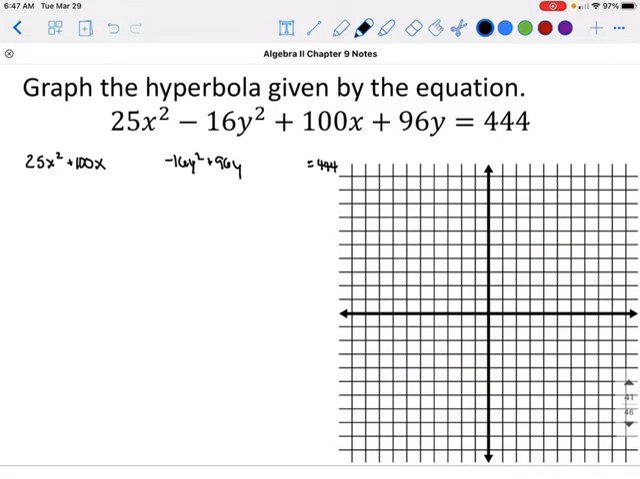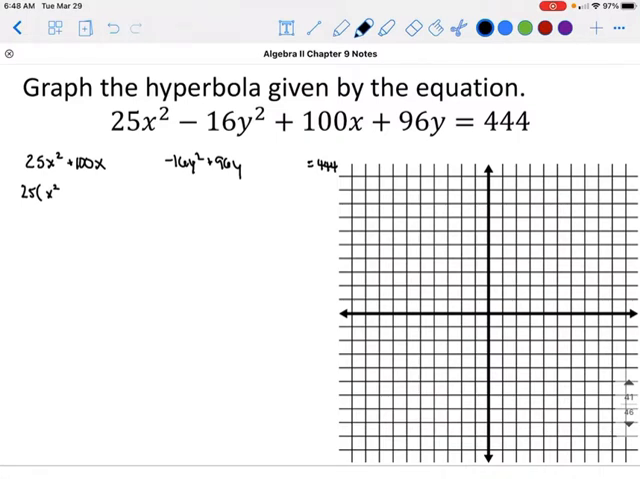Now, you're not necessarily always going to have the x's first in the hyperbola. It's going to be whichever one is positive. So if your y squared was positive and your x squared was negative, then you would write your y's first. Now, to be able to complete the square, you can't have anything in front of your x squared or your y squared. So we are going to have to factor that out.